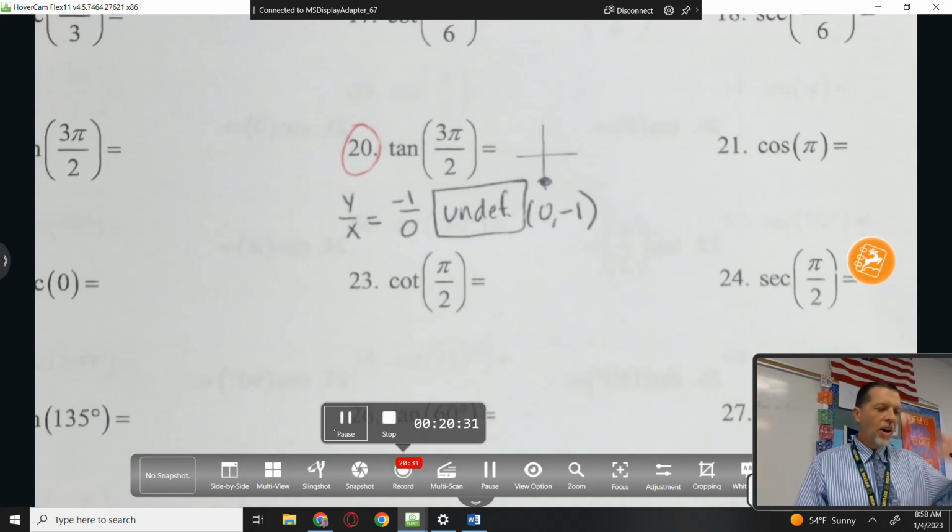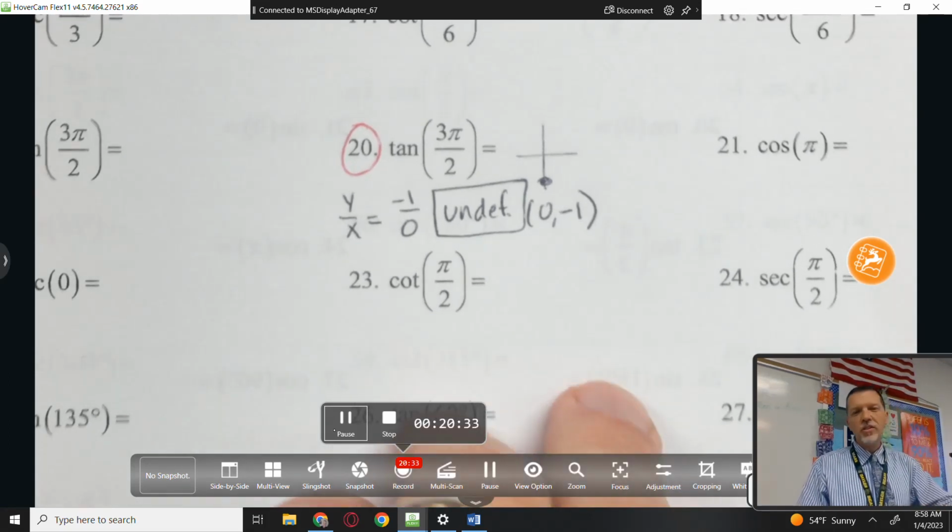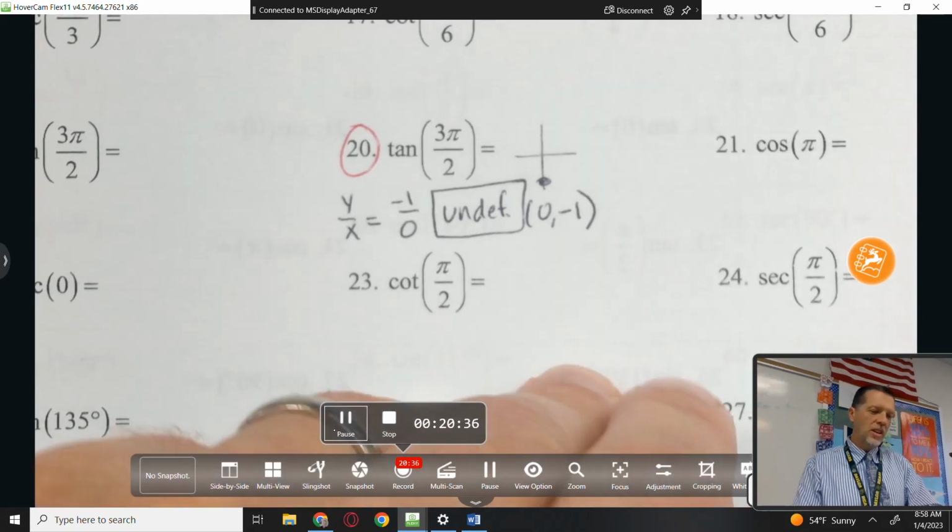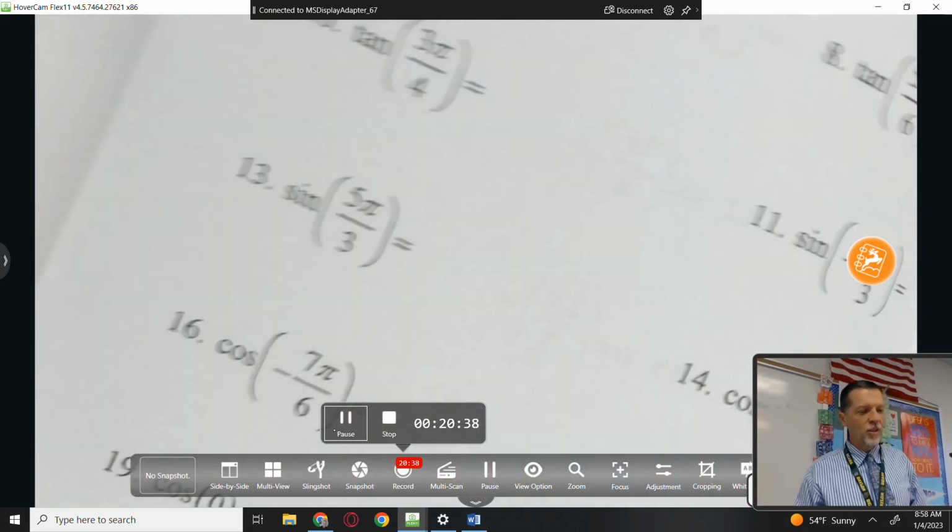All right, so your assignment is 1 through 30 on this worksheet. Answers are posted. As usual, you've got the packet, so the later worksheets are for later in the week.